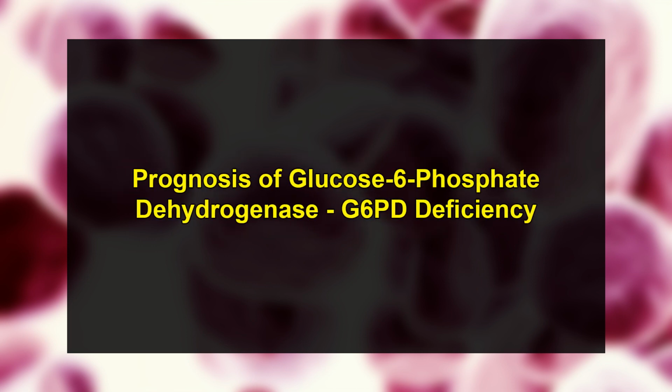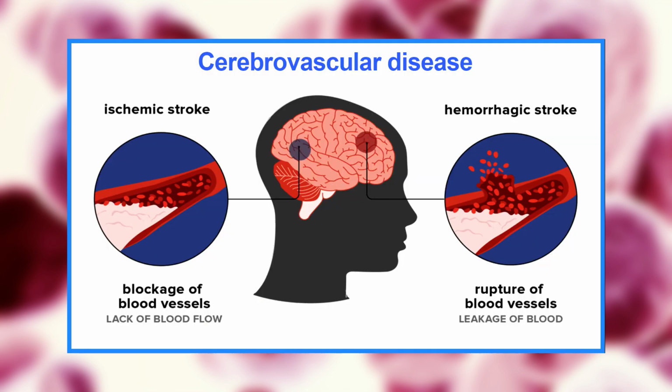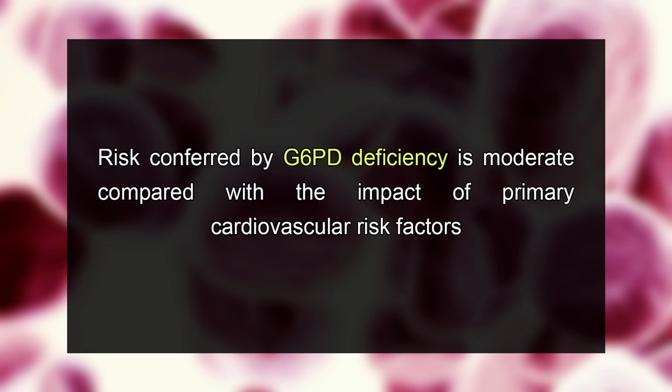Dear students, let's now understand the prognosis of glucose 6-phosphate dehydrogenase deficiency. Glucose 6-phosphate dehydrogenase deficient individuals do not appear to acquire any illness more frequently than other people and may have less risk than other people for acquiring ischemic heart disease and cerebrovascular disease. However, a recent study revealed that glucose 6-phosphate dehydrogenase deficiency increases the cardiovascular risk up to 70%. The risk conferred by glucose 6-phosphate dehydrogenase deficiency is moderate compared with the impact of primary cardiovascular risk factors.